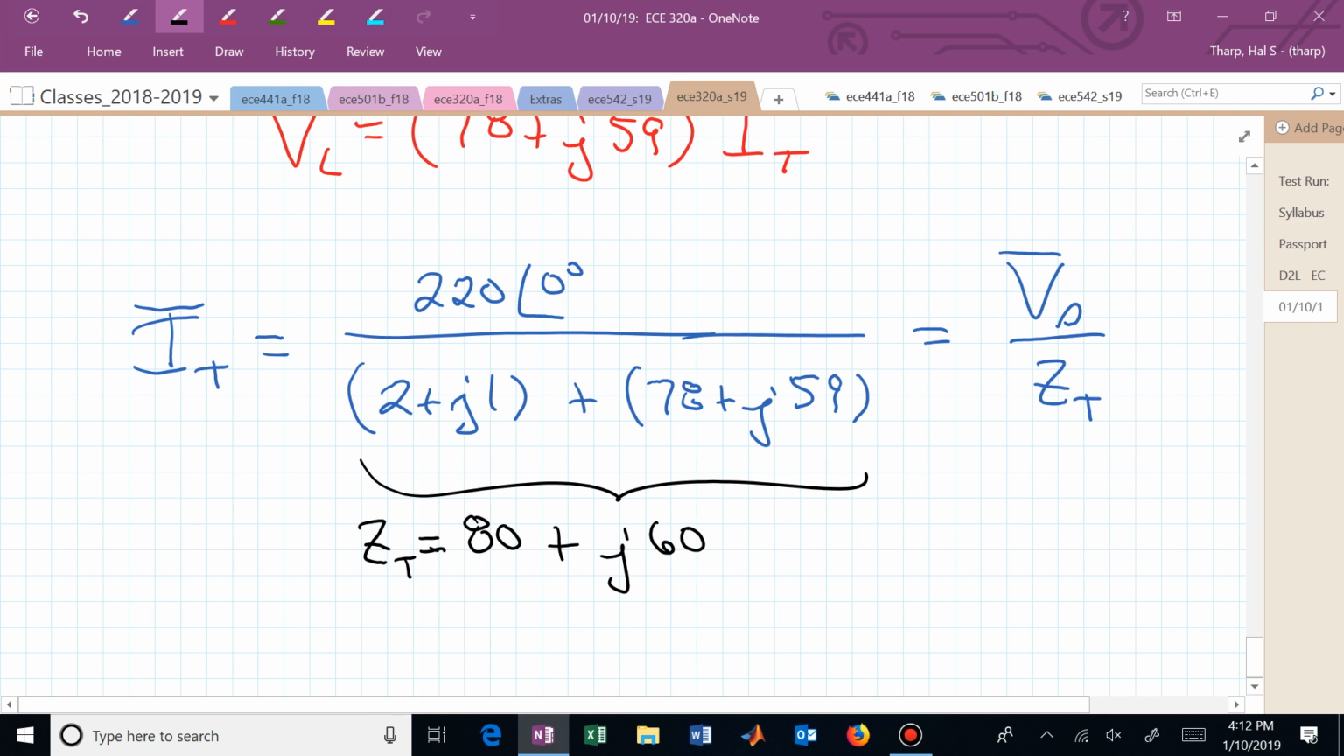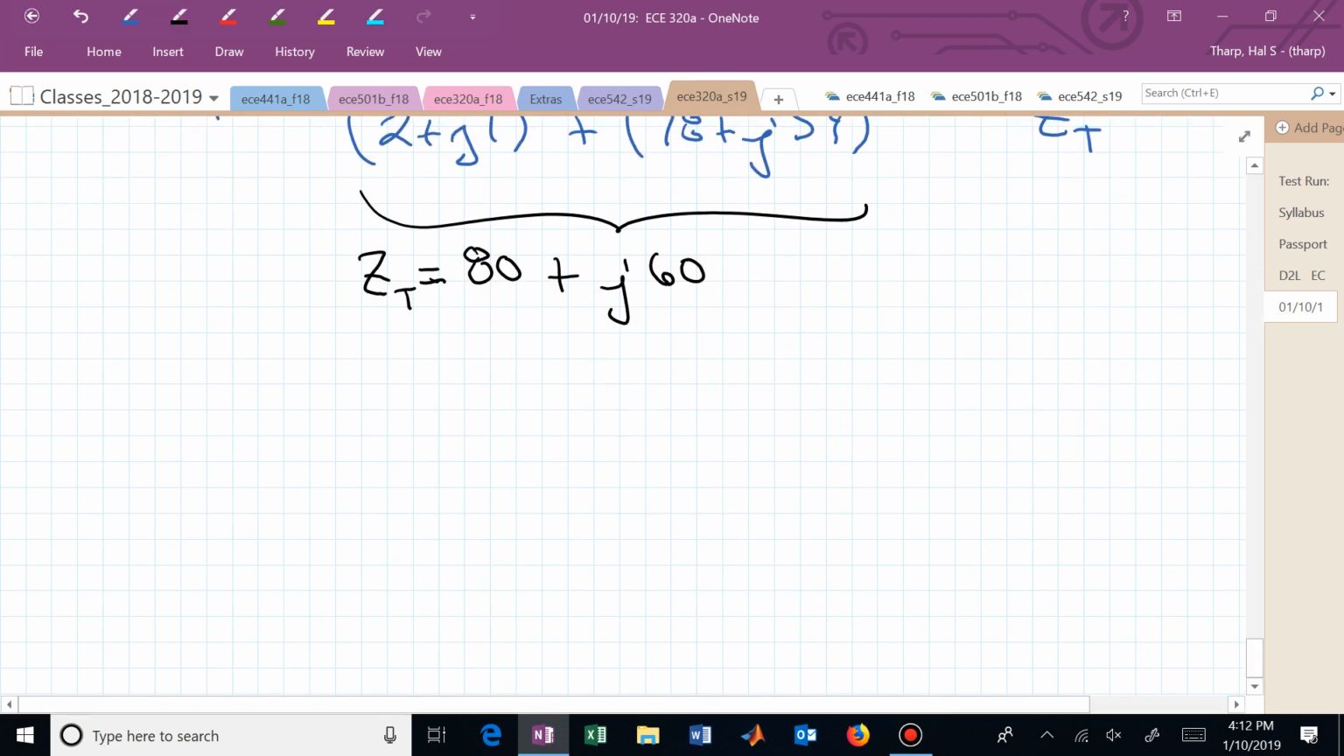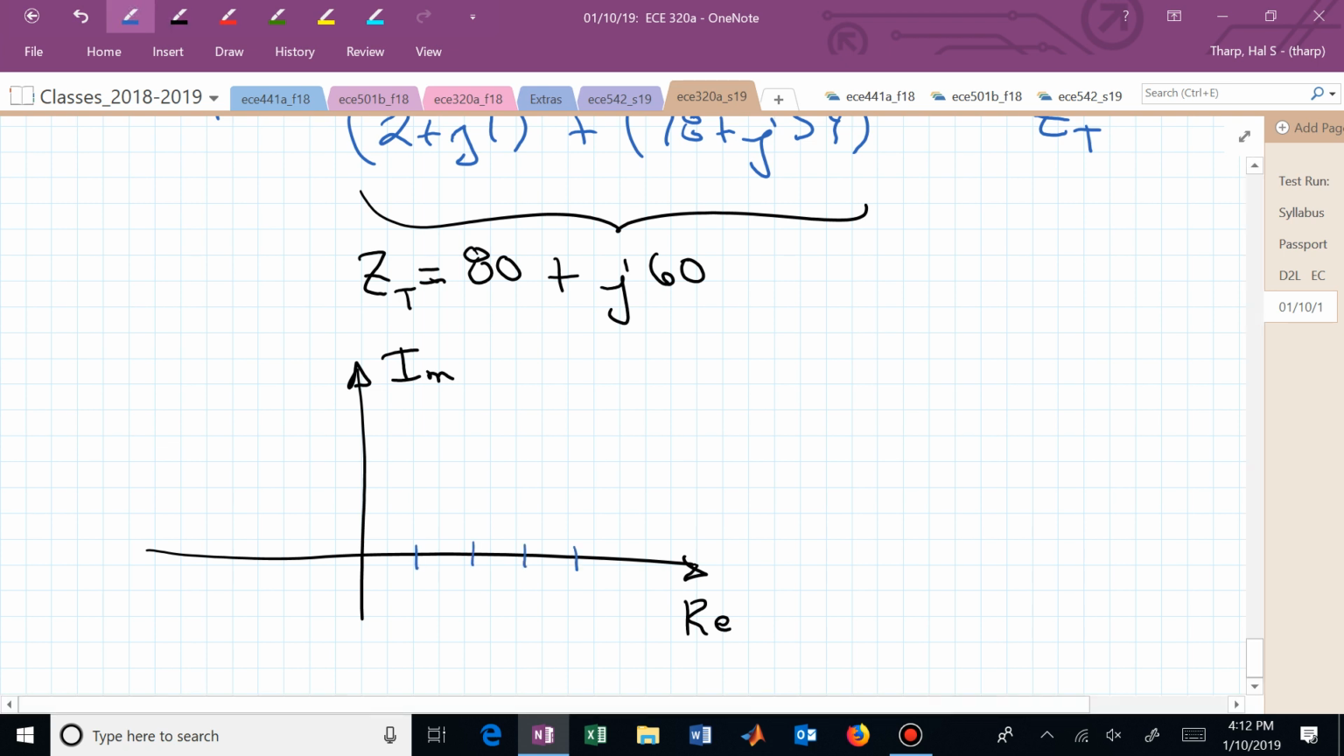And now I have a right triangle with one side being 80 long. The real component of this impedance is 80 long. The imaginary part, or the part that's perpendicular to the real part, is 60 units long, and I now have an idea about how the current is going to change based on the applied voltage. You could now say, if I wanted to look at this impedance in terms of a real part and an imaginary part, there's Z sub t, but I could also write that as a magnitude at some angle.